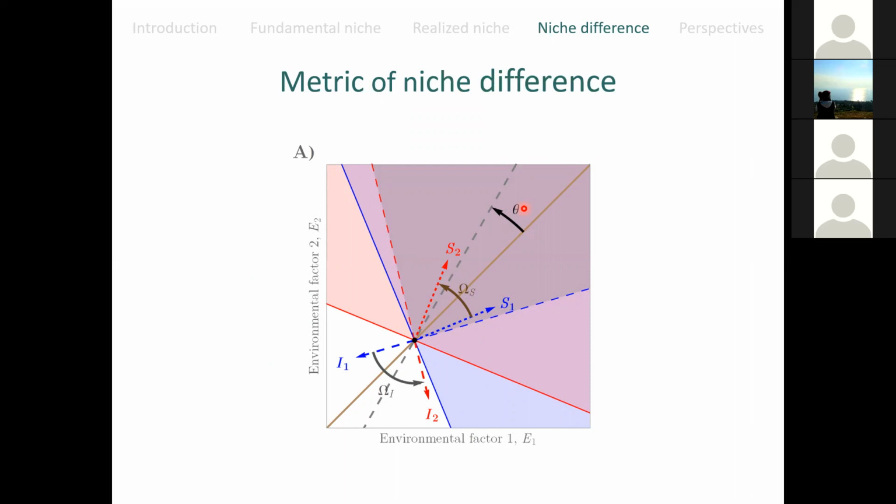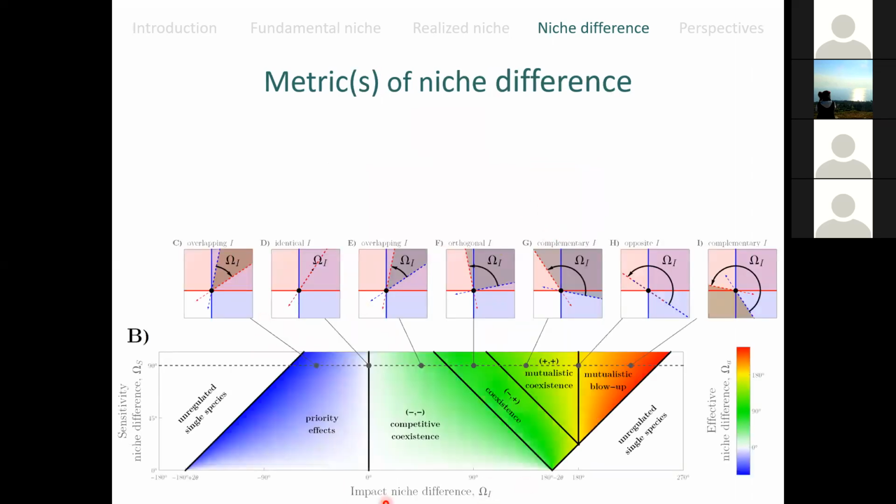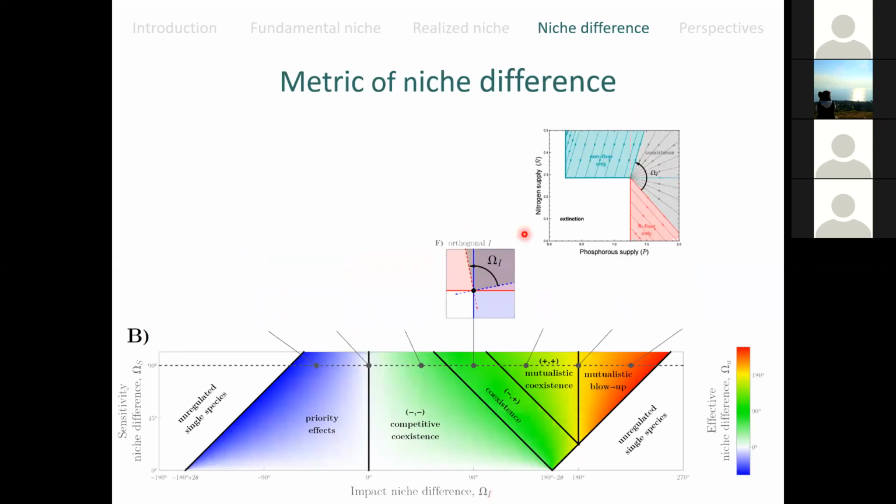So this is a broader context. When you do this, you have to consider the angle between the impacts and the angle between the sensitivities in combination. And you can get this diagram that recapitulates all the possible outcomes you can go through by varying these angles, right? So we recover competitive and mutualistic coexistence. But because here I'm in the asymmetric case, interestingly, we also get a regime of one-sided facilitation, where one species benefits from the other, while the other is detrimentally impacted by the first one. This enables us to brush the whole spectrum of potential behaviors with these two metrics.